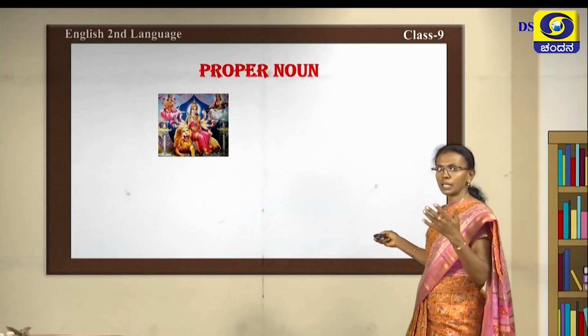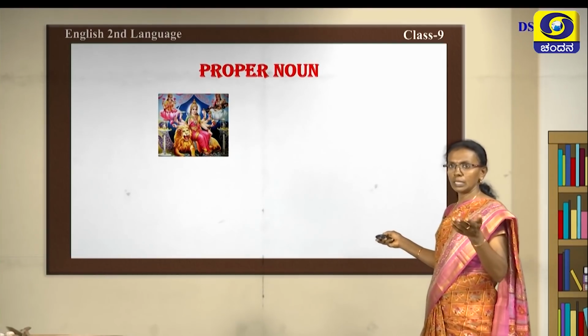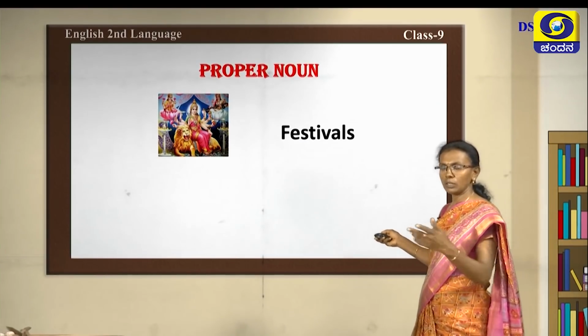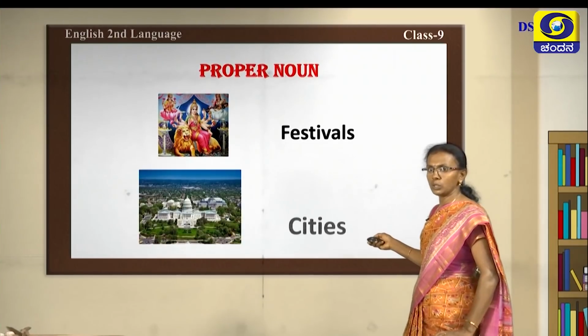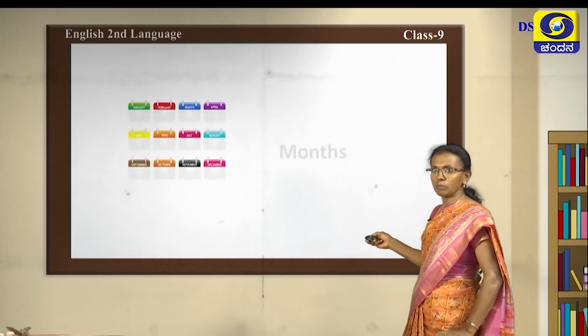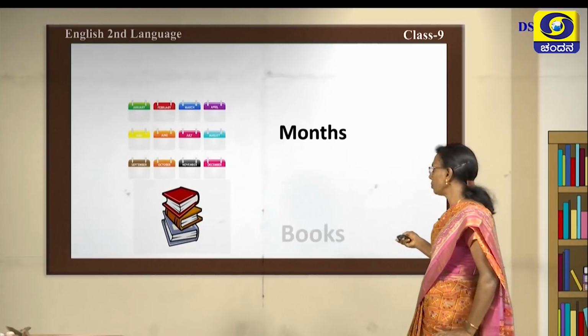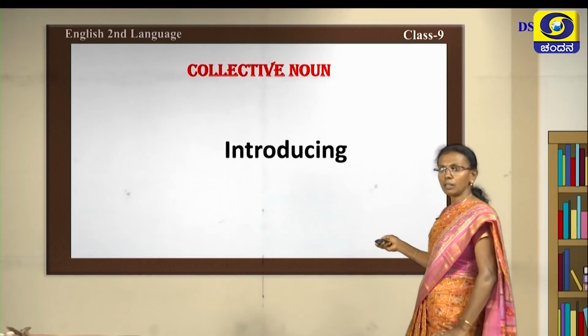Now, what else can we use proper nouns for? See, you can use them for festivals, and we can use them for cities, and for months, and for books and many others.